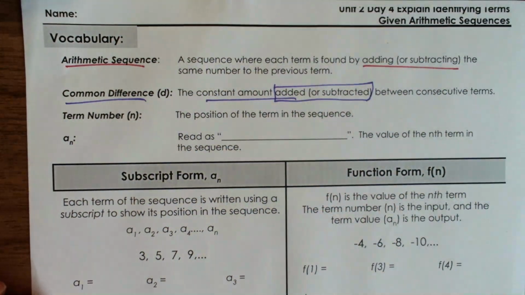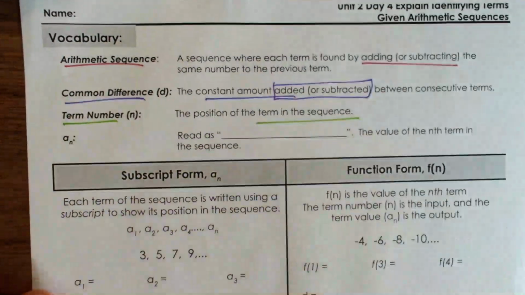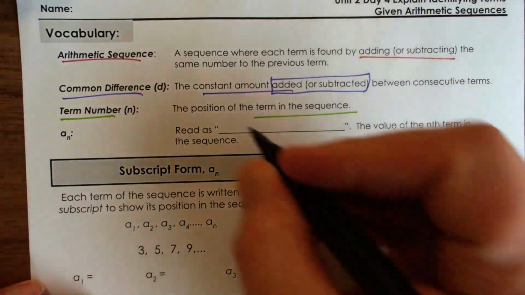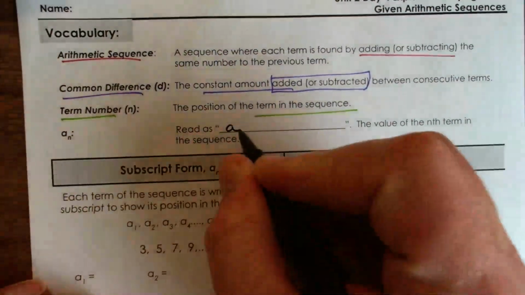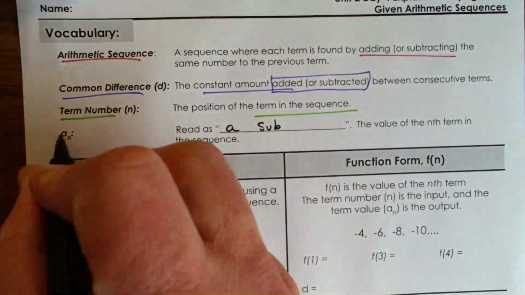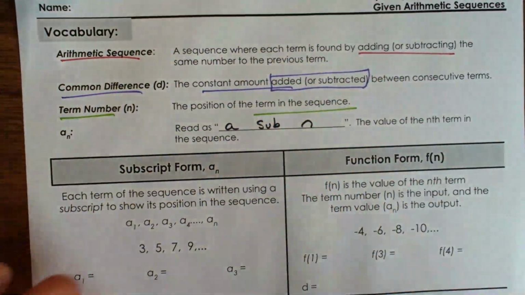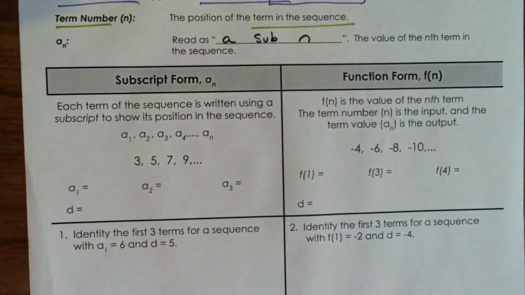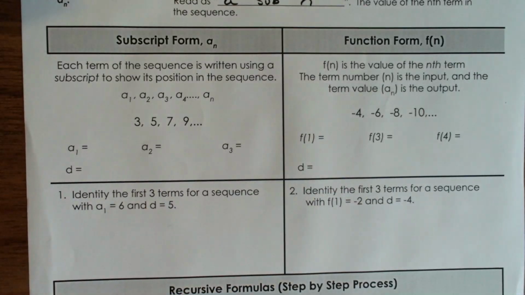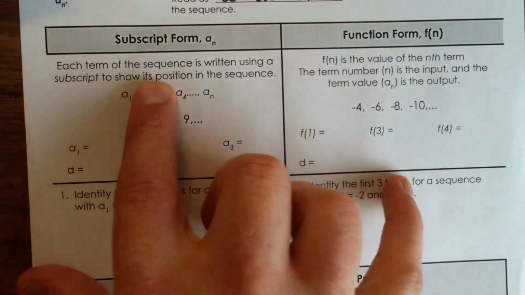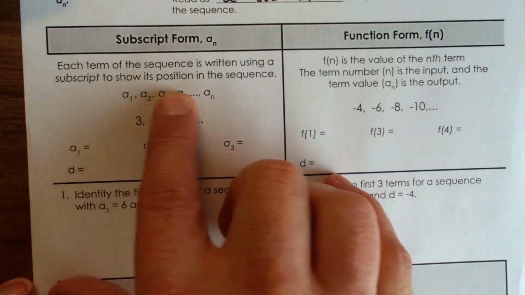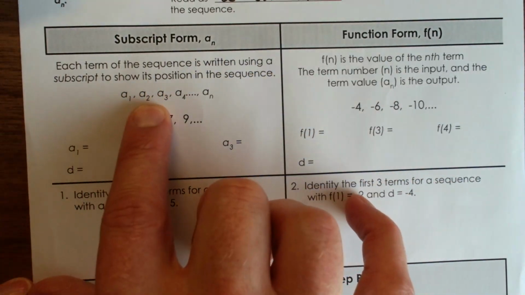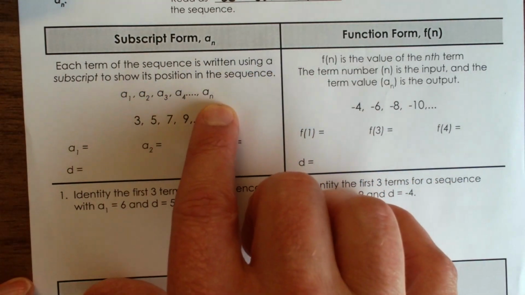The term number is the position of the term in the sequence. And this is read as A, big A, sub, because it goes down, N, the value of the nth term in the sequence. So, in subscript form, A sub N, each term in the sequence is written using the subscript showing the position in the sequence. So this is first term, second term, third term, fourth term, and the nth term.